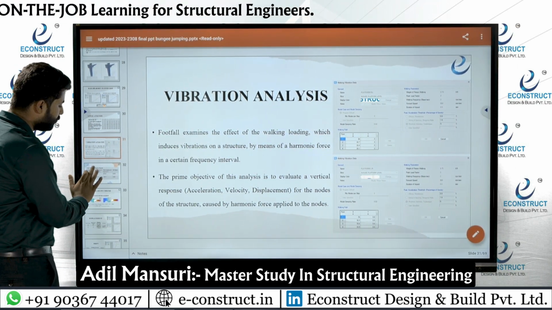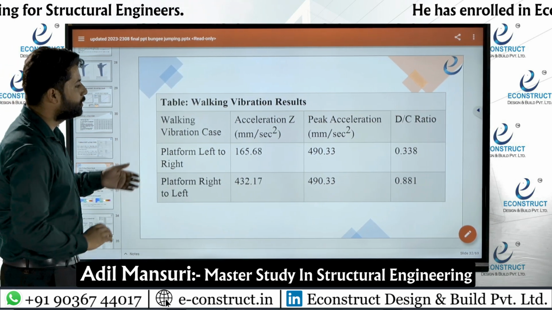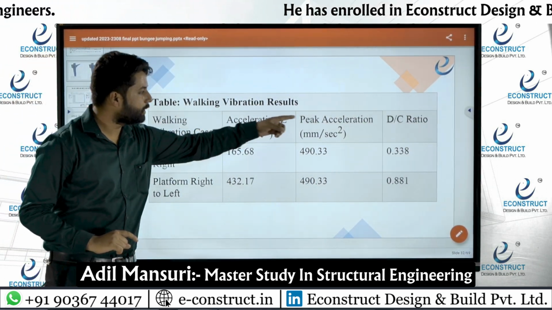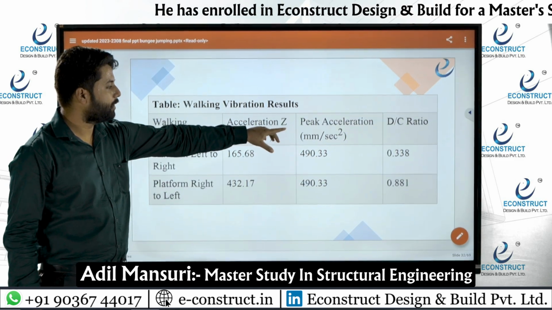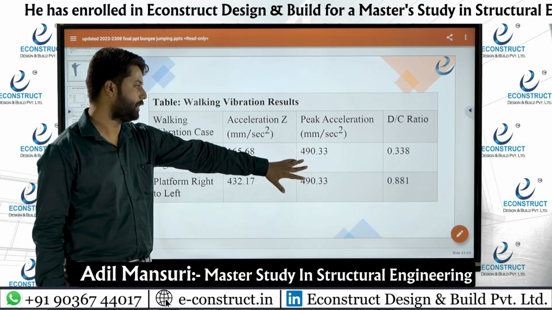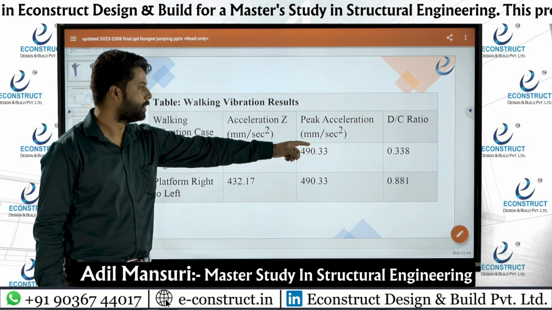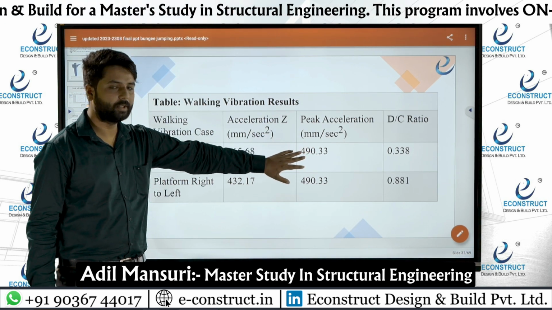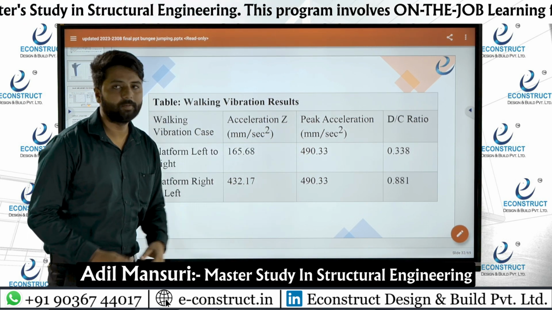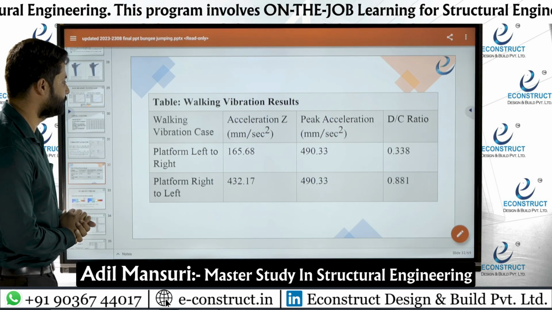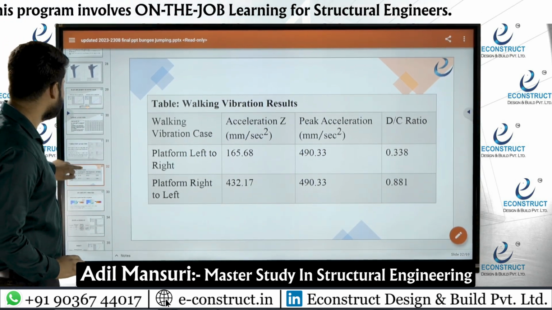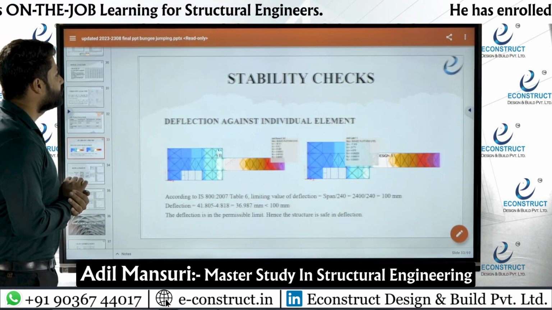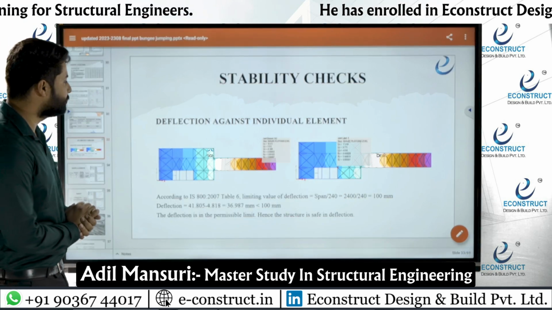So this is the result of walking vibration. As you can see, my DC ratio should be less than 1. Here it is safe in walking vibration. The demand versus capacity should always be less than 1 for walking vibration analysis. Here I am getting less than 1, hence it is safe. Now let's talk about the stability checks of this model.